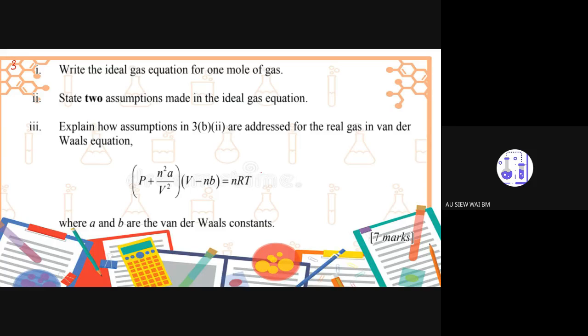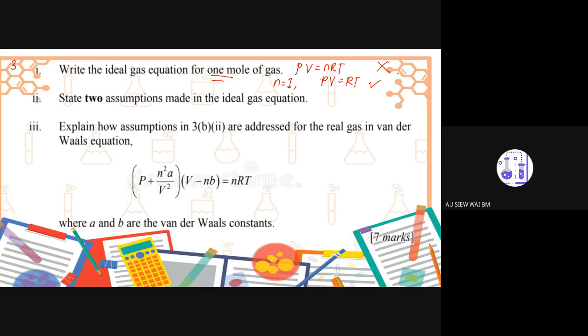So what is the ideal gas equation for one mole of gas? PV equal to nRT, right? If you write it like this, it is wrong. That means you did not understand the question, because it already says one mole of gas. One mole of gas means your n equals 1. So if n equals 1, PV equal to RT. This is the answer. If you write this, you get 1 mark. If you write the other, it is wrong.